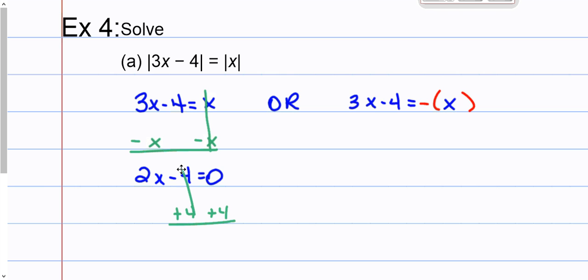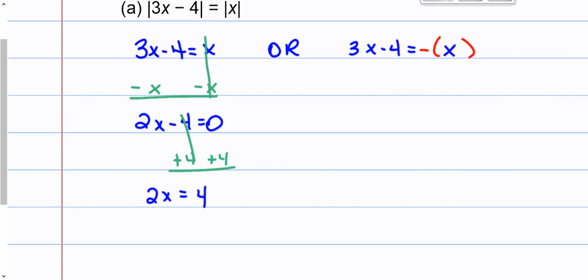The 4's cancel. Now I have 2x equals 4. If I have 2x, that's really 2 times x, so the opposite of multiplication is division. Divide by 2 on both sides. And then we have x is equal to 2. So there's the first one. Or, let's move to the right side.